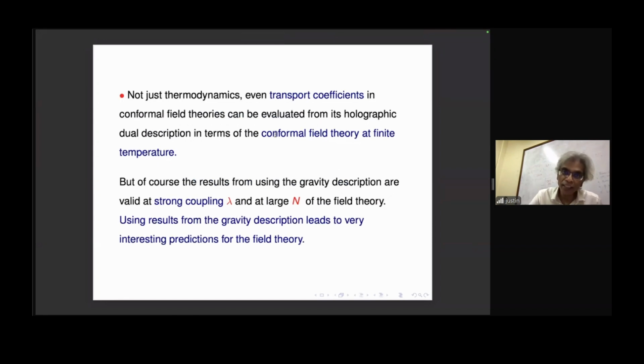Now, just to recall the power of these correspondences, not just thermodynamics, even transport coefficients in conformal field theories can be evaluated from its holographic dual description.